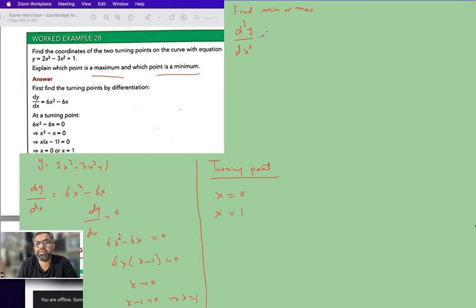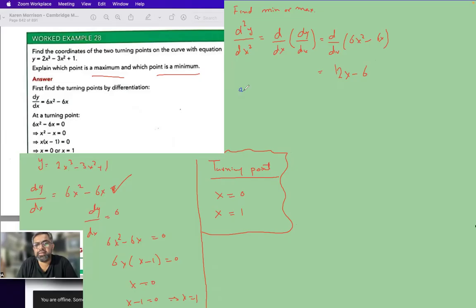d squared y over dx squared is equal to d by dx of dy by dx, which is d by dx of 6x squared minus 6x. We already calculated the derivative, so we take the derivative of this. So this becomes 12x minus 6, so its derivative is 12x minus 6. This is the second derivative. So the second derivative will tell us whether our turning points are minimum points or maximum points. So how to find it out?